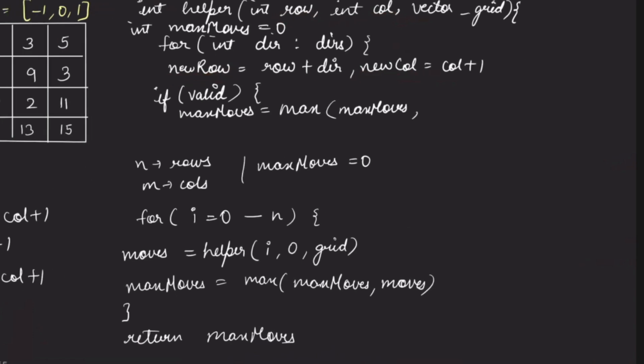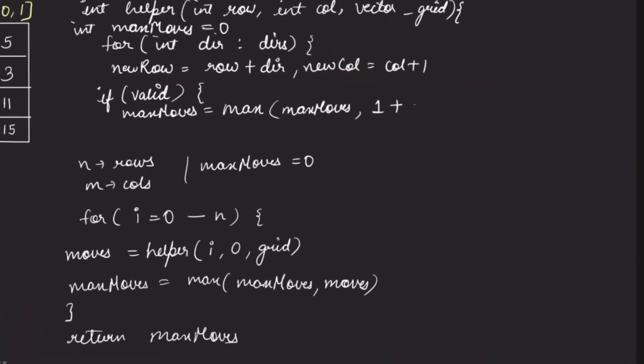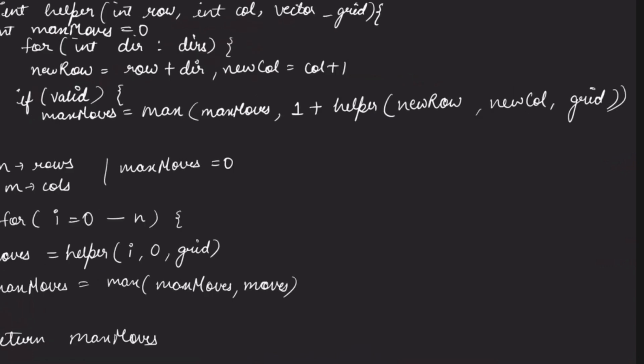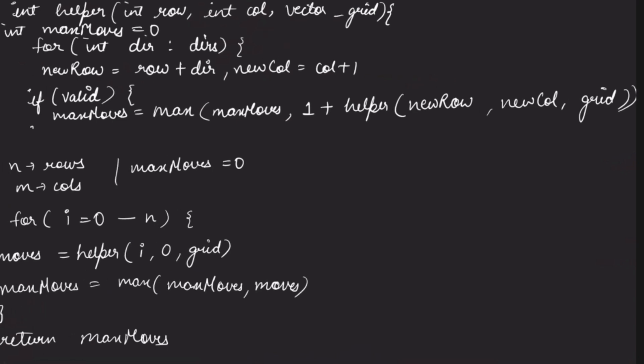So here we will do 1 plus, and then we need to call our helper function again for this new row, new column, right? So we will do 1 plus helper, and then inside helper the row will be passed as new row and the column will be passed as new column, and then we can pass our grid, right? So we will do this. So this will give us the maximum number of moves for this particular row and column. So this will close here.